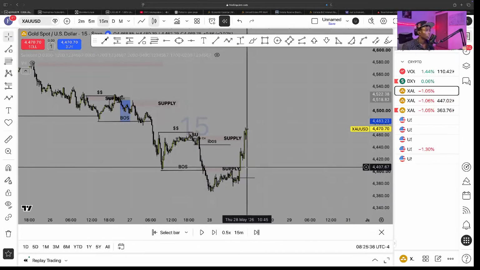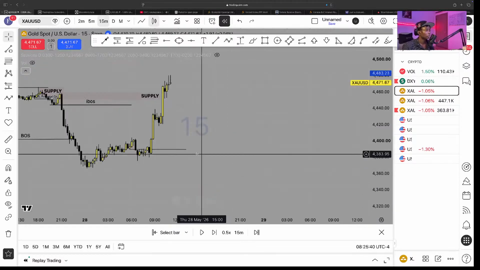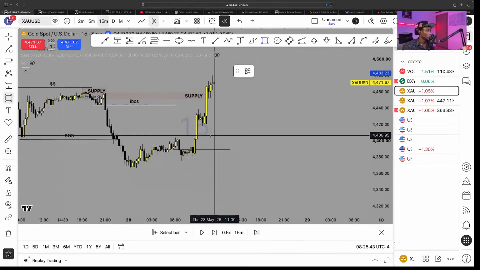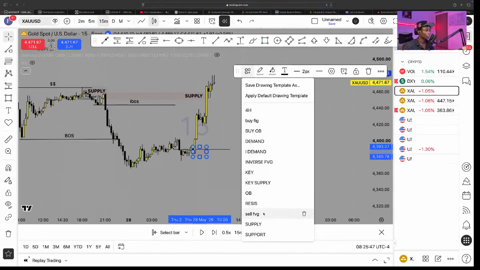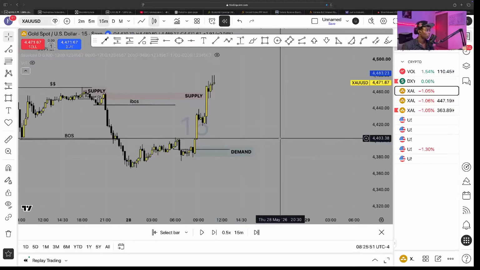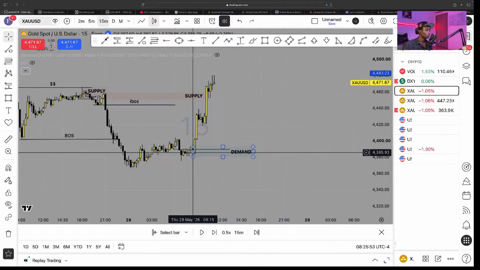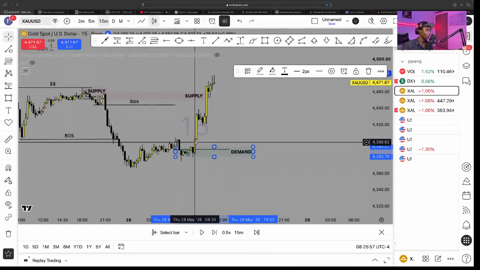So let's see. So we're just gonna take this out. I just want this to be plain. So now this is what we mean by demand zone. I'm just gonna label this demand. So as you guys can see, this was the zone that buyers accumulated before they rally back up.